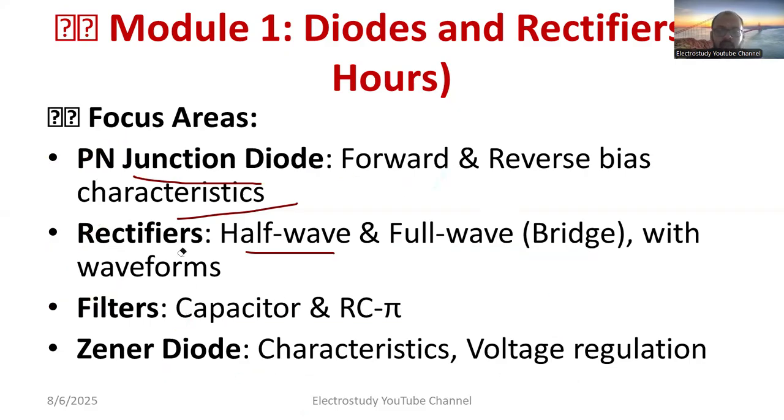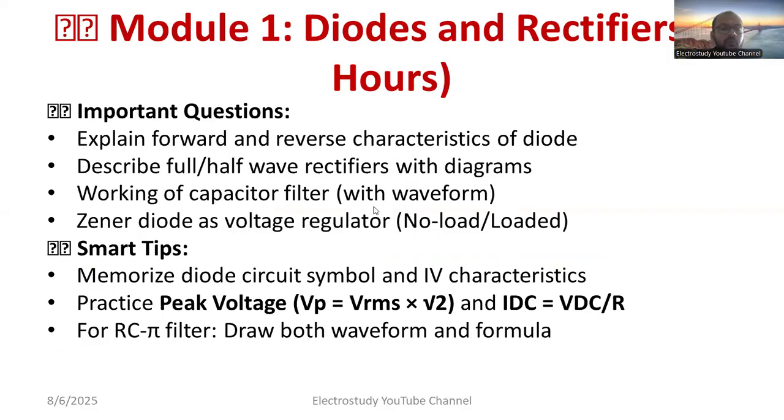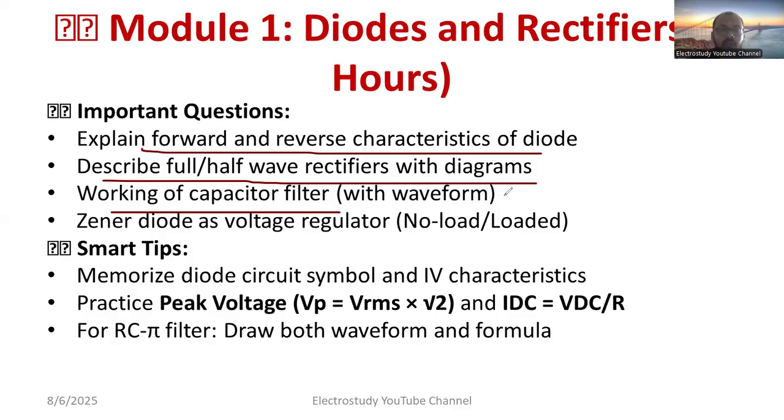So let me continue. A few more important questions I would like to show you from module 1. Number 1, explain the forward and reverse characteristics of a diode. Very, very important. Describe the full and half bridge rectifier with a suitable diagram. Working of the capacitor filter. How does the capacitor filter operate? How is it going to remove the noises? Then the Zener diode. How the Zener diode will act as a voltage regulator. It works in the reverse bias condition. How it is going to control the voltage regulation.